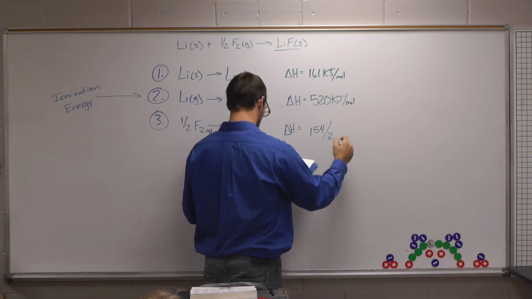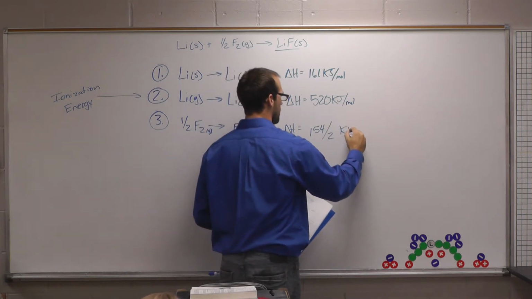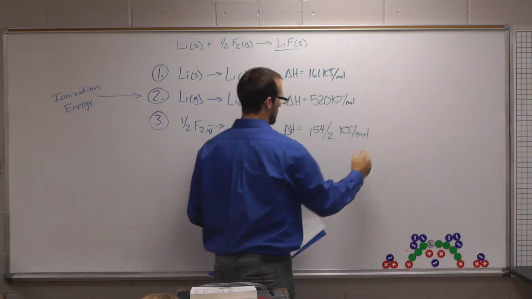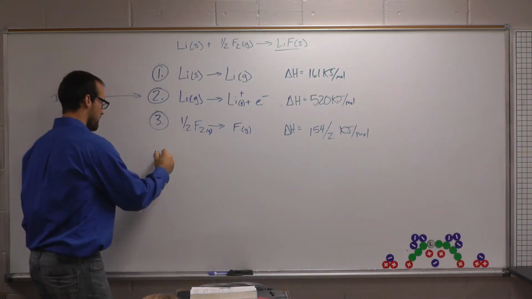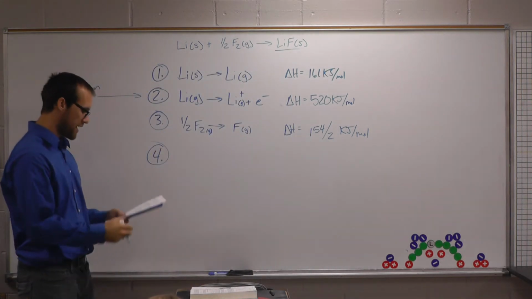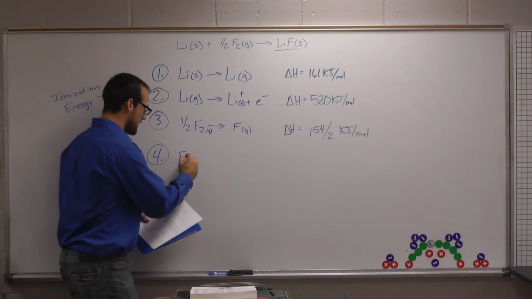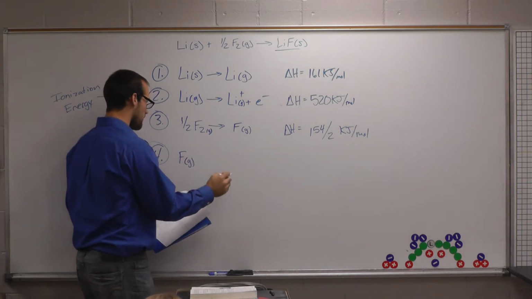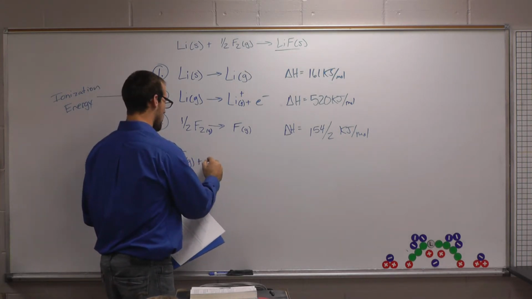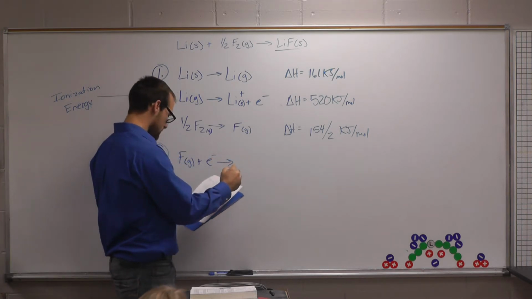You have to divide by 2 because of the coefficients, but that's not a huge deal. Fourth, we have to take that fluorine as a gas, and I'm going to give it an electron.